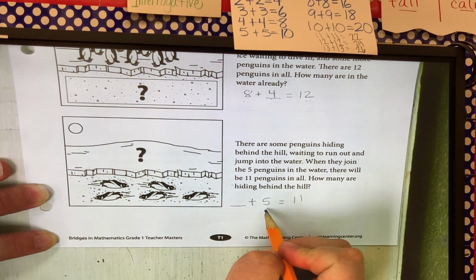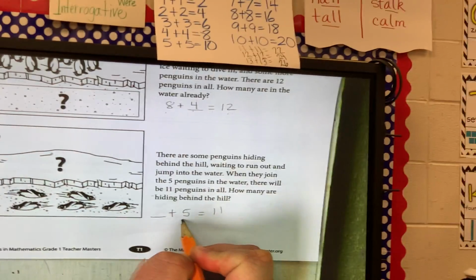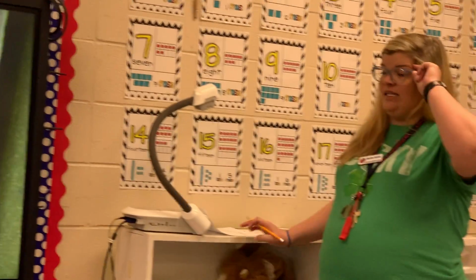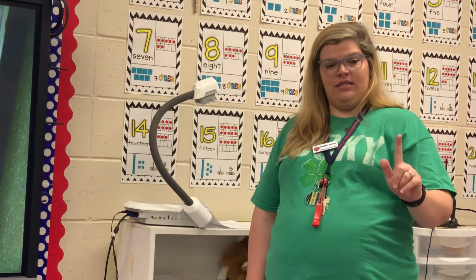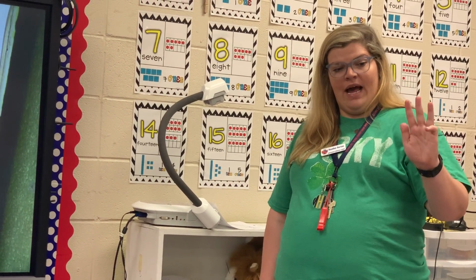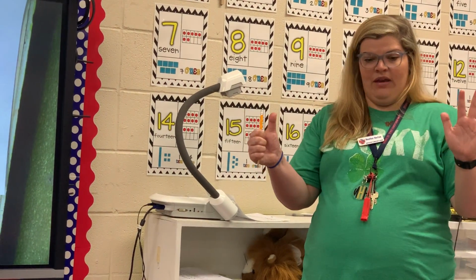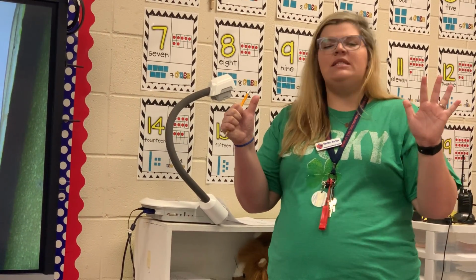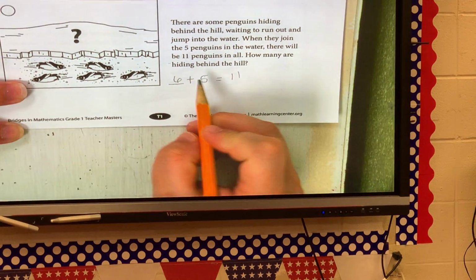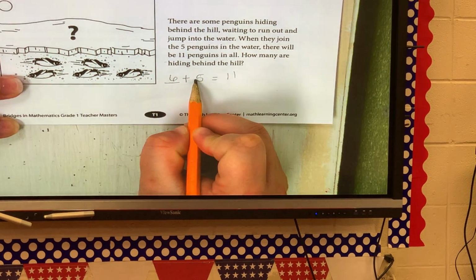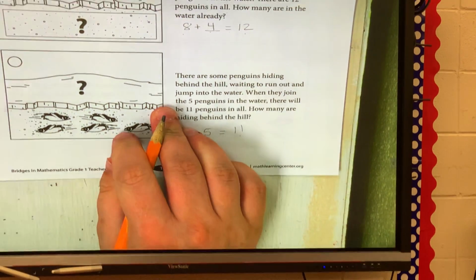So I have to put 5 in my brain, and we have to count on to get to 11: 5, 6, 7, 8, 9, 10, 11. How many did we add? 6. So I'm going to put the 6 in my blank. 6 plus 5 equals 11. Do you think you got that? Awesome.